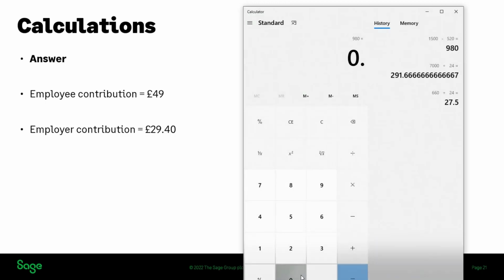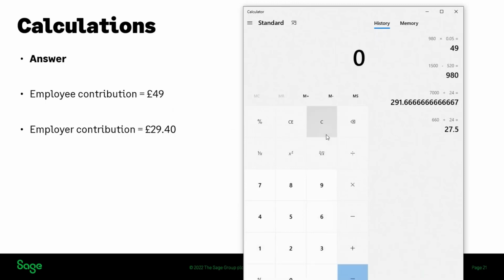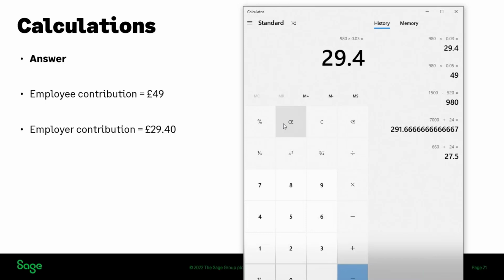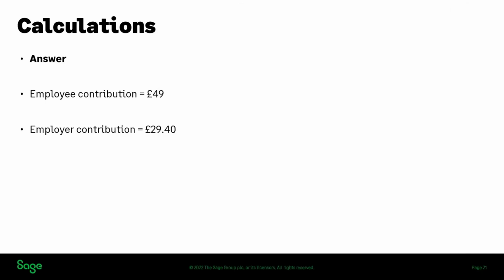So we want 5%. Again, everyone works out percentages differently. This is how I do it. Which gives us £49 for the employee amount. Now it's deducted before tax, so there's no need to do that additional 20%. And if we take the 980 and then we get the 3% for the employer's amount, we get £29.40. So that is how the calculation is done. Again, as I mentioned, knowing the calculations and what impacts the calculations within those settings is very useful when it comes to troubleshooting contribution amounts.